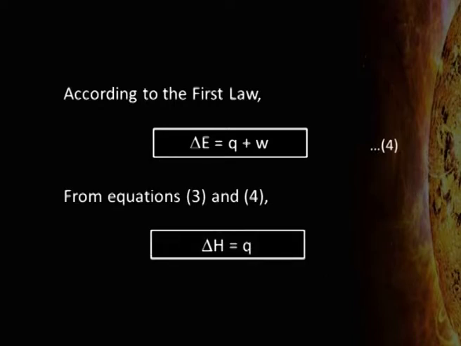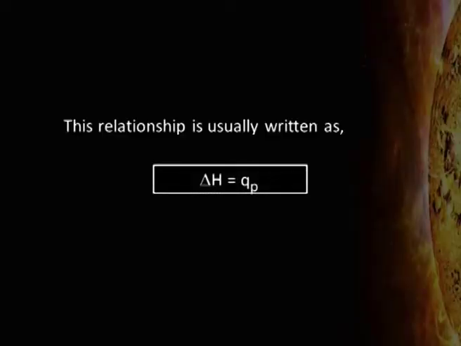It can be denoted as delta H equal to QP. Hence, delta H can be measured by measuring the heat of the system at constant pressure.